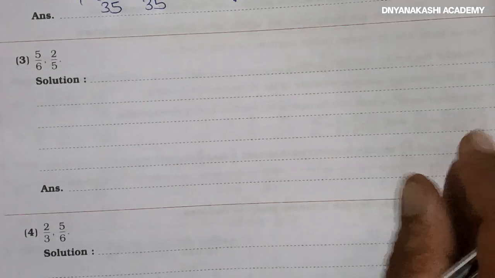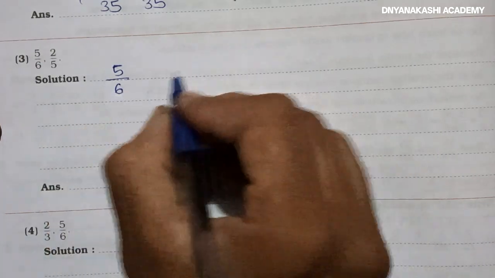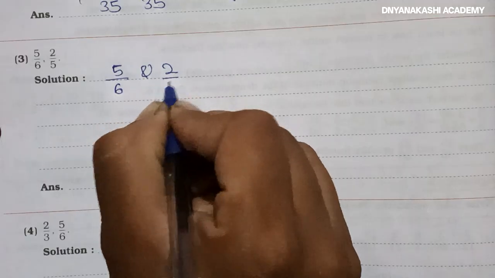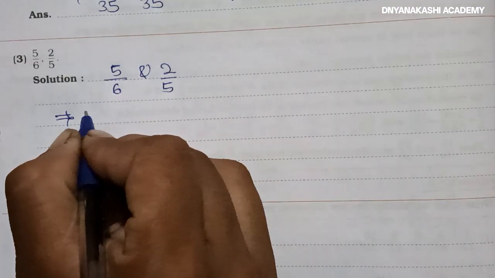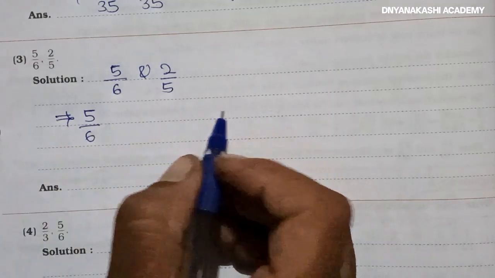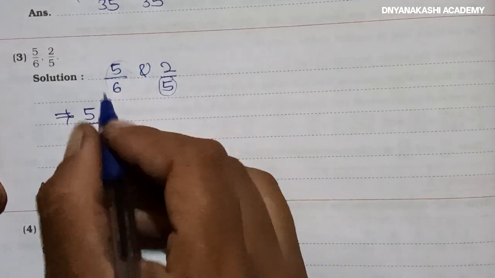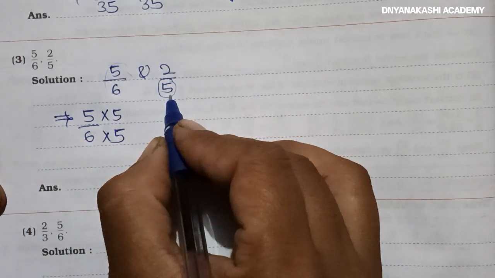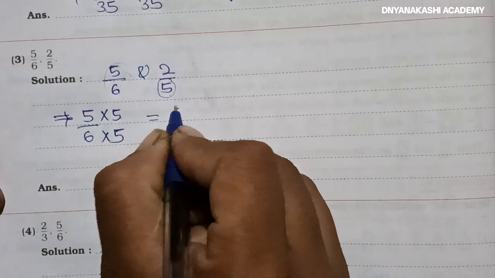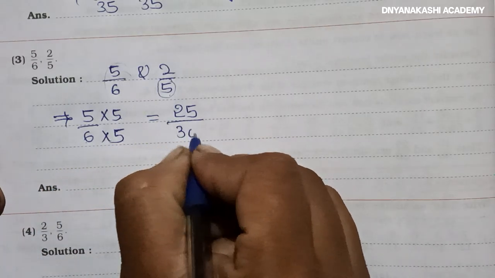Okay, and the third one. The given fractions are 5 by 6 and 2 by 5. We convert them into like fractions. For the first fraction 5 by 6, the other fraction's denominator is 5, that's why we multiply this fraction by 5, and we get 25 by 30.